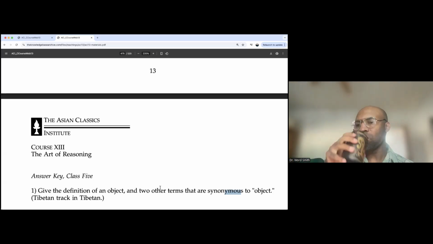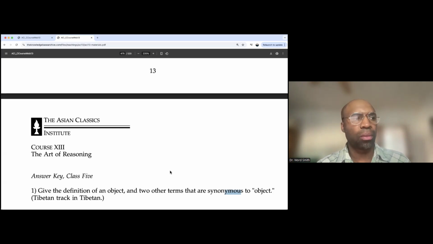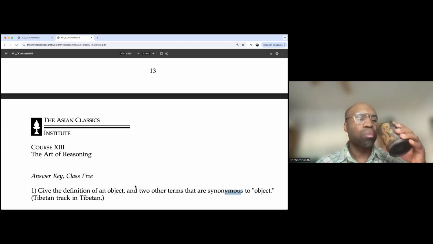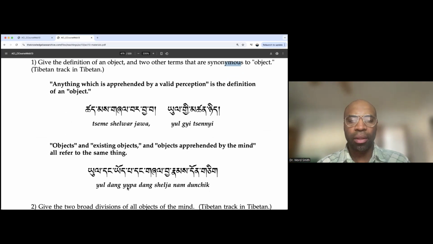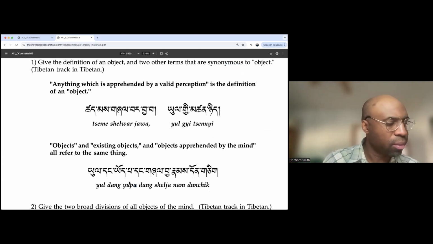What's the definition of an object? I think it's anything you can perceive or have a valid perception of, like tsema. What are two other terms that are synonymous to object? Existing thing, maybe? A working thing? A thing? Yeah, a knowable thing, an existing thing. And the definition of an object is a valid perception.